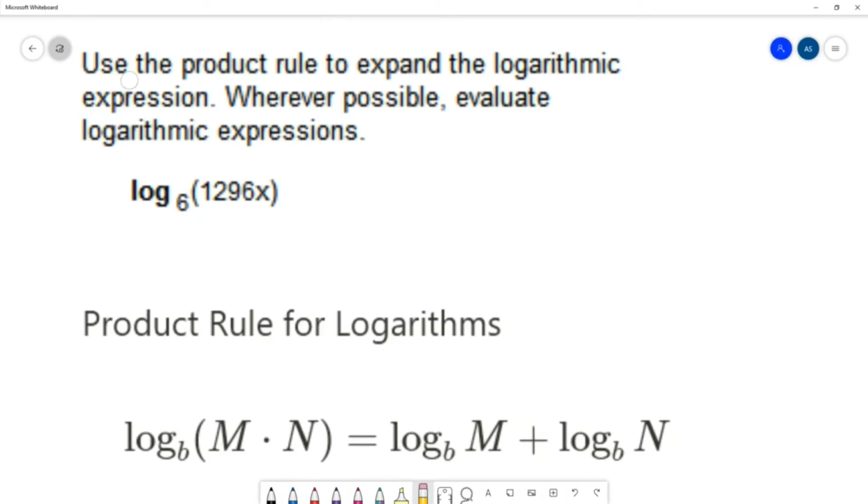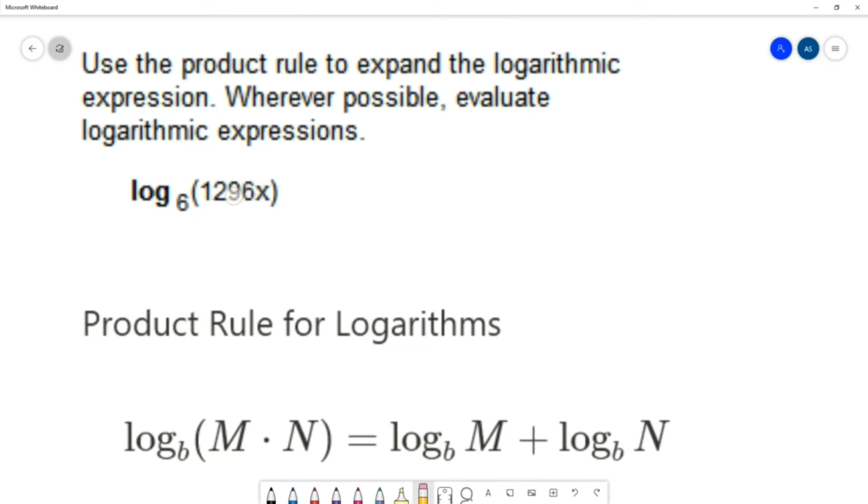For this question, we want to use the product rule to expand the logarithmic expression, and whenever possible, evaluate the logarithmic expressions. We want to simplify log base 6 of 1296x. In this example, we're going to look inside of the log to see what operations we have going on. If we want to expand, we look for the operations of multiplication, division, and we look for powers.